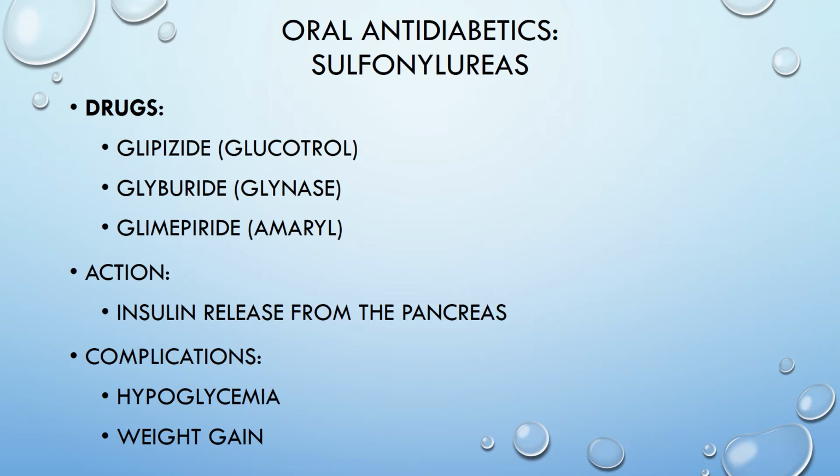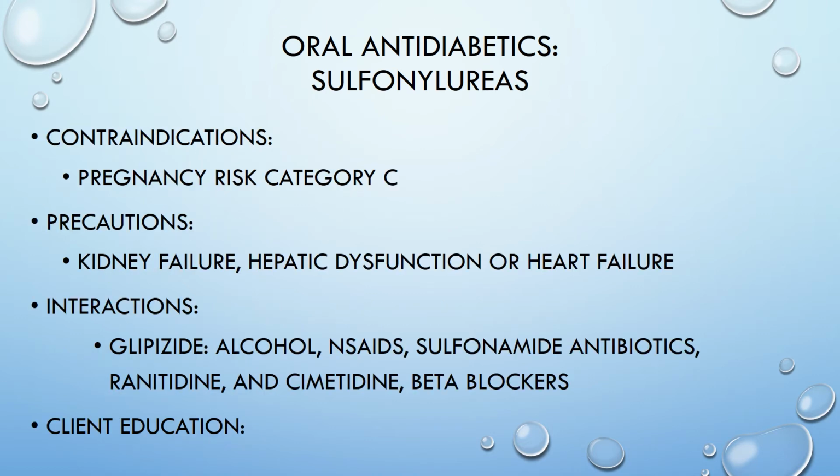Because even once they get their blood sugars under control, a lot of people will start putting weight back on that they had lost previously with their blood sugars being high. Contraindications: pregnancy risk category C. Precautions: kidney failure, hepatic dysfunction, or heart failure. Interactions: glipizide is alcohol, NSAIDs, sulfonamides, antibiotics, so anything with sulfa, ranitidine, and cimetidine, and beta blockers.